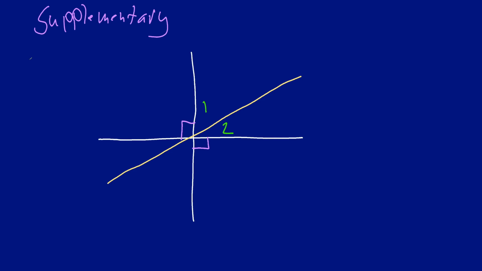So in other words, it's a straight line. So to remember this, supplementary means straight. That's the little secret that I picked up from studying different mathematics and with different teachers. So two angles that add up to 180 degrees.